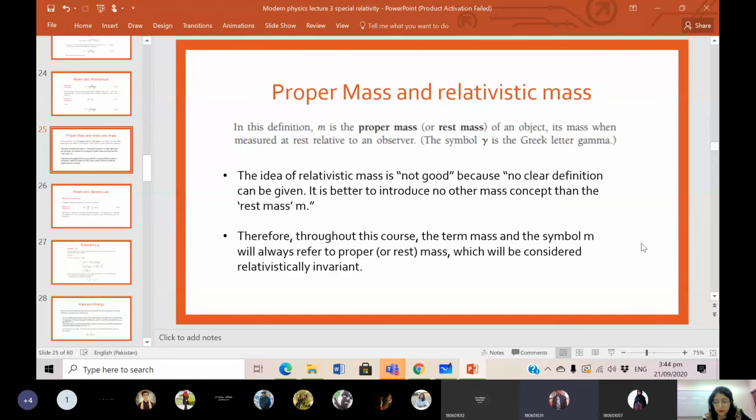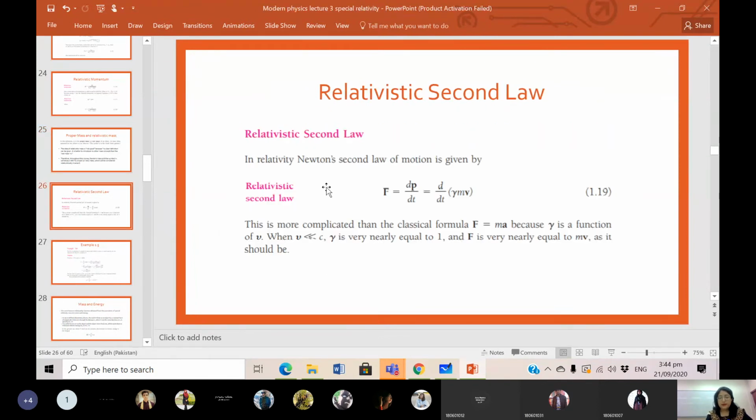So we will only talk about proper mass in this course, or rest mass. It will be considered relativistically invariant. So what I'm trying to say is, how does it go in the relativistic second law?